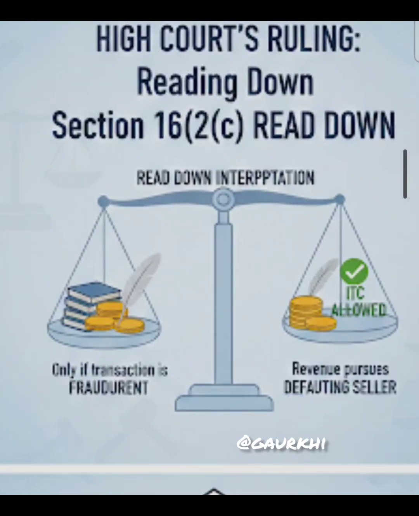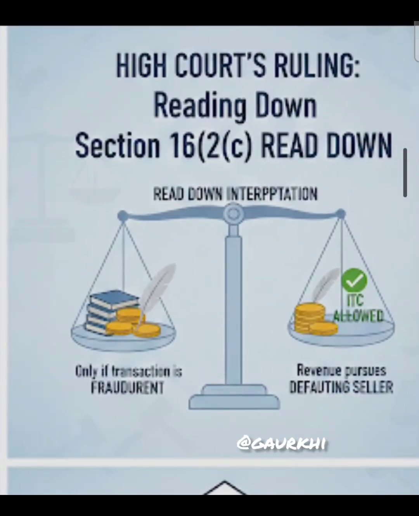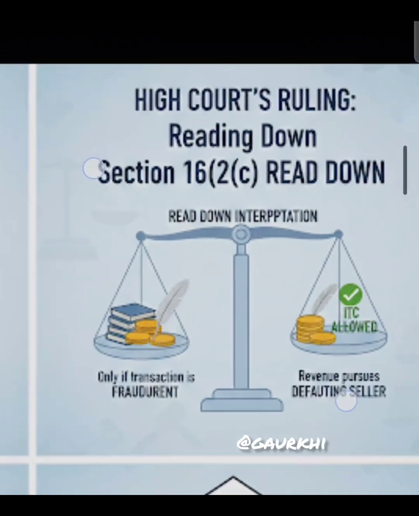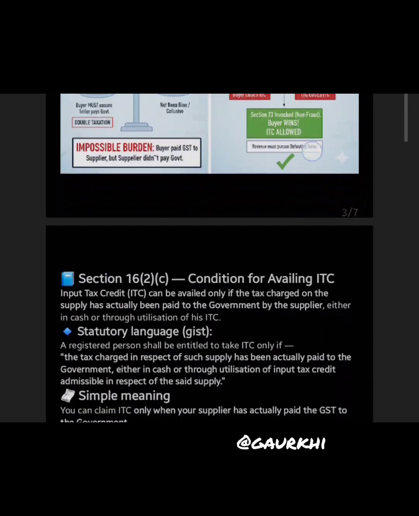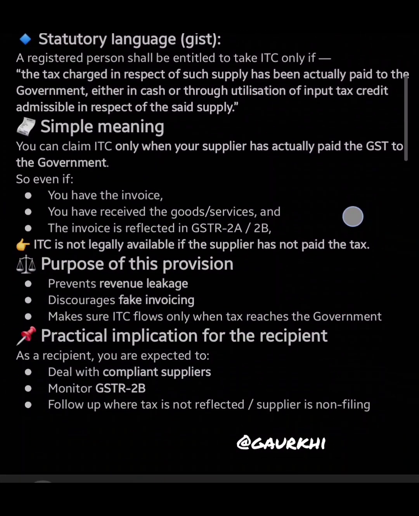that section 16(2)(c) states... Before going forward, the High Court emphasized on section 16(2)(c) of the CGST Act. First, let's understand what is section 16(2)(c). That is the condition for availing the ITC. The government said you cannot avail the ITC if the tax has not been paid to us.